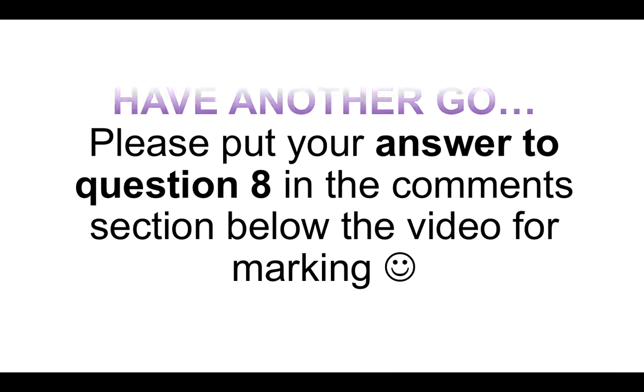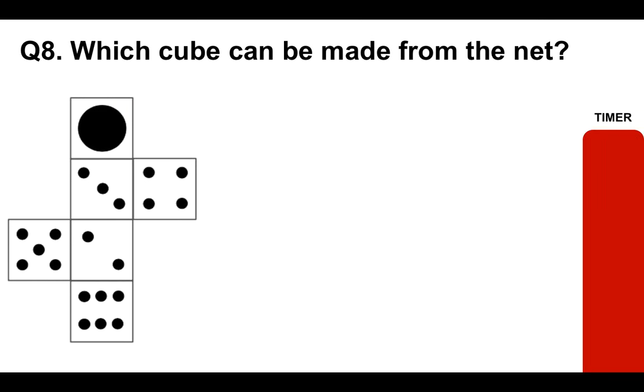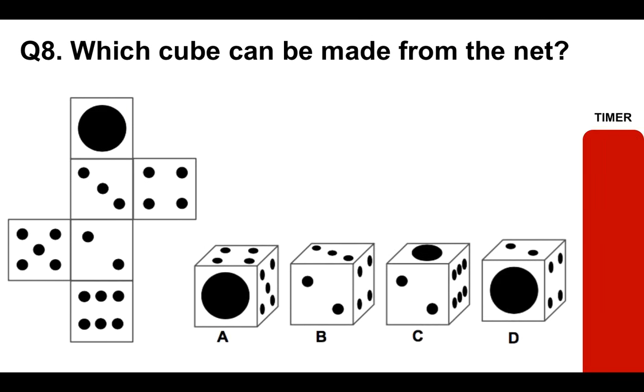Okay, well done, brilliant. Have another go. Please put your answer to question 8 in the comment section below the video for marking. This is a little bit tougher, this one. See if you can get it right. Which cube, A, B, C or D, can be made from the net? So you've got one large circle there, and then you've got different square sides with different numbers of small black circle dots on there. You've got the time it takes the timer to go down to put your answer to question 8 in the comment section below. Here we go.